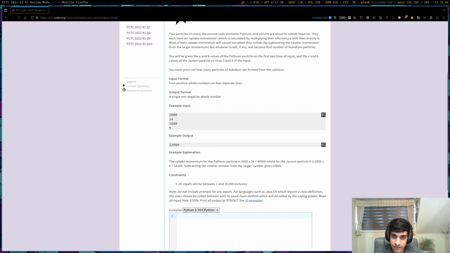Okay, so the first one is E. So let's say E1 is equal to int input, and then the brevity, so B1 is equal to int input again. And then we need to do the same thing, but for the second particle. So E2 is equal to int input, B2 is equal to int input.